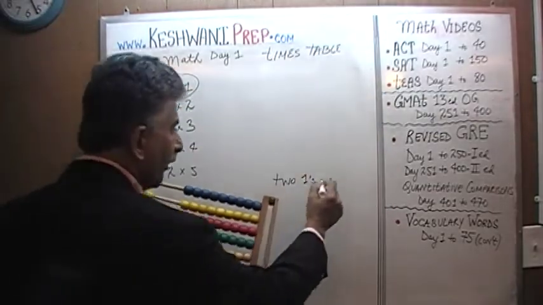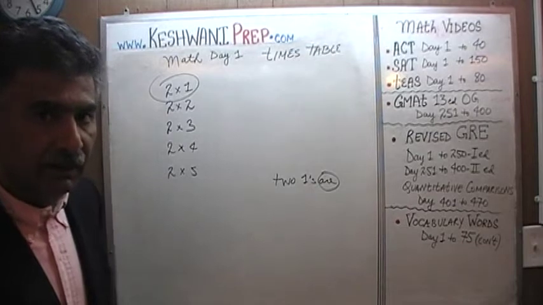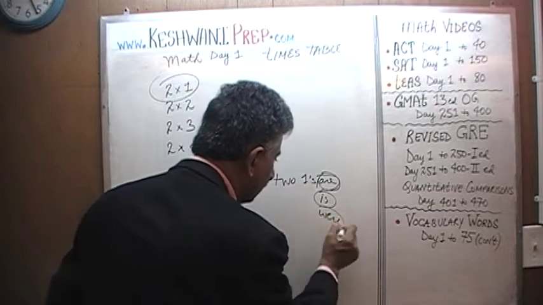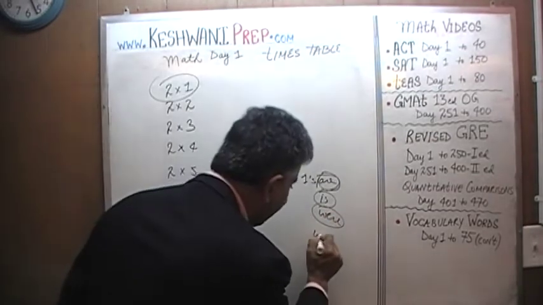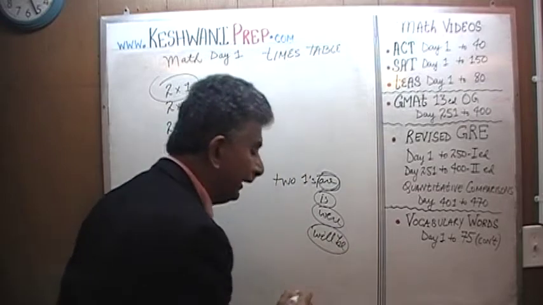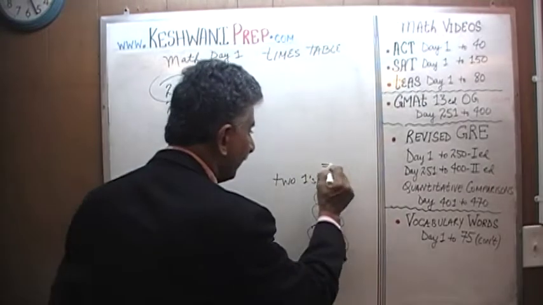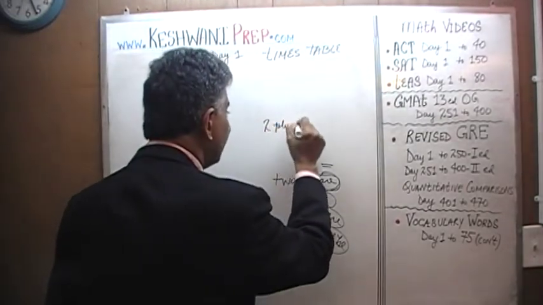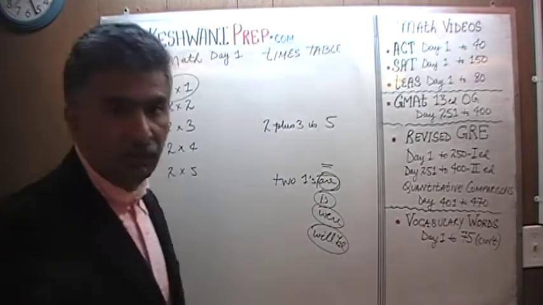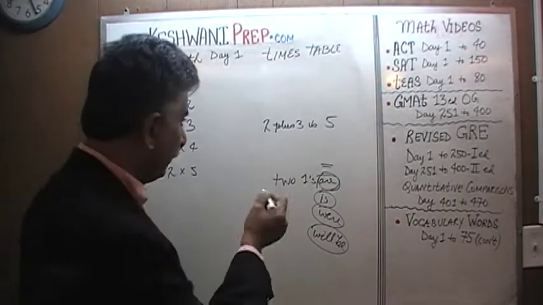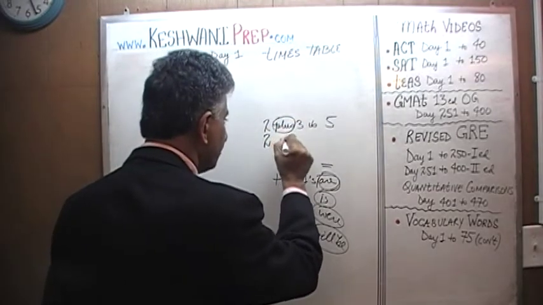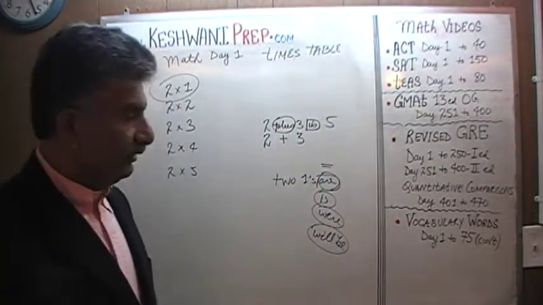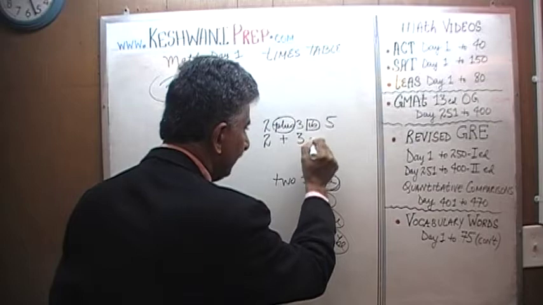Two ones are, what does R mean? In the language of math, when you see the word are, or the word is, or the word were, or the word will be, all of these words mean equal sign. For example, if someone says two plus three is five, well, how do we write this in terms of an equation? Well, exactly what it says. It says 2 plus 3, and how do I write is? Is means equal sign. Right here we talked about it.